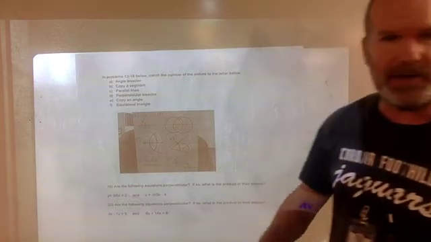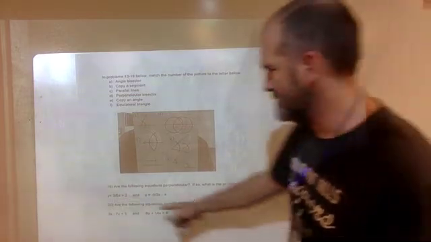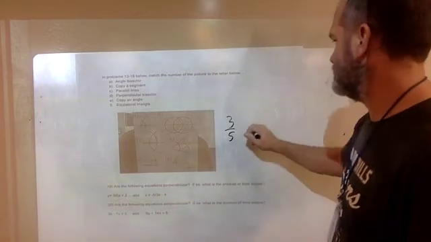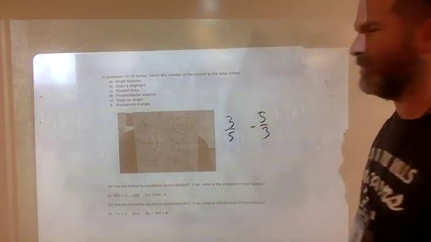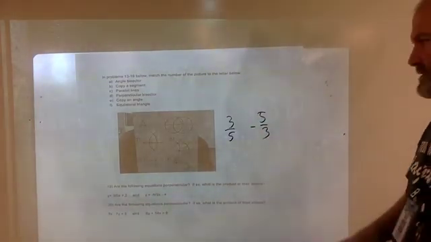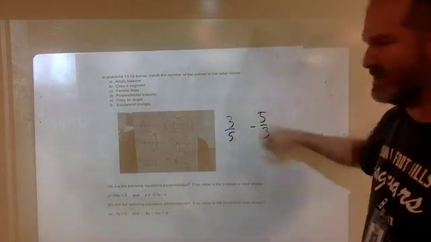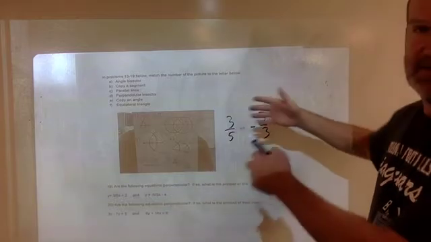And I was nice. I put them in slope-intercept form. So the slope of the first one was 3/5. The slope of the second one was -5/3. Are those perpendicular? Yes, because if you flip 3/5, you get 5/3. They're reciprocals of each other. One's positive, one is negative.